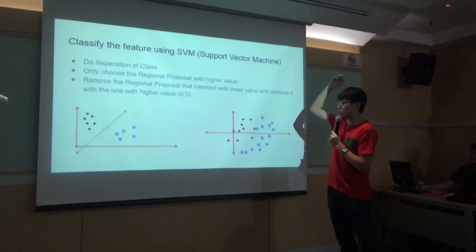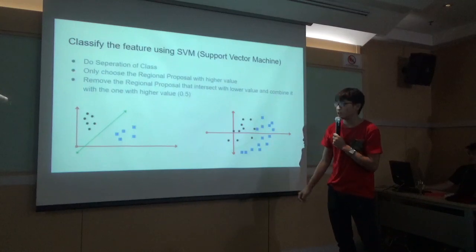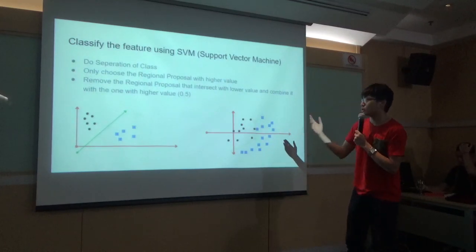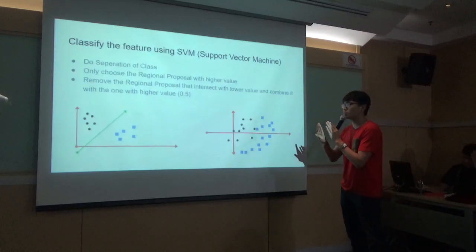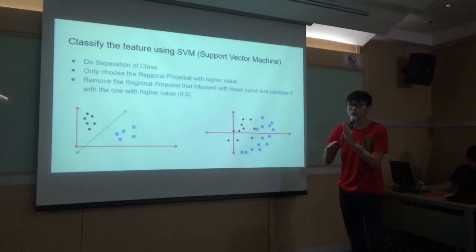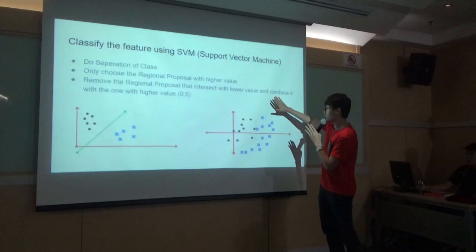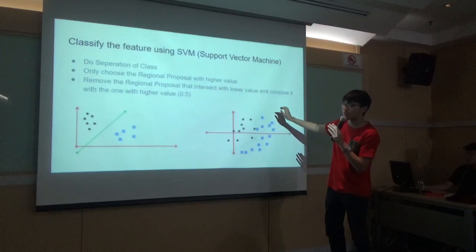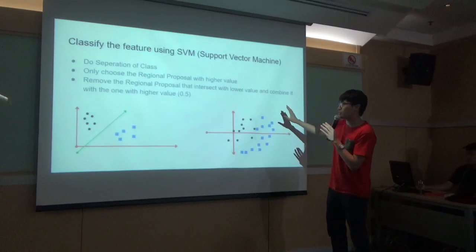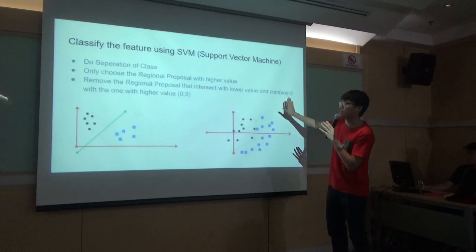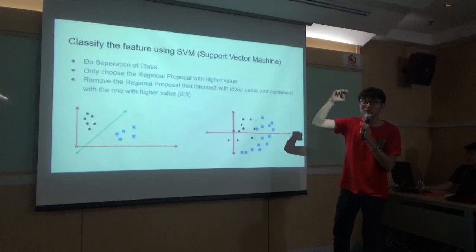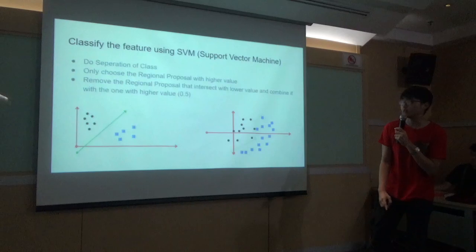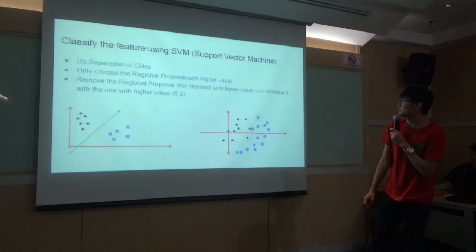It will only choose the regional proposals with the higher value, so not all the features will be taken. When a regional proposal intersects with a lower value one, like there's a picture and in front of it there's a small object, it's overlapping, so it will combine it with the one with the high value to make it clearer for the bigger one. The threshold value is 0.5.